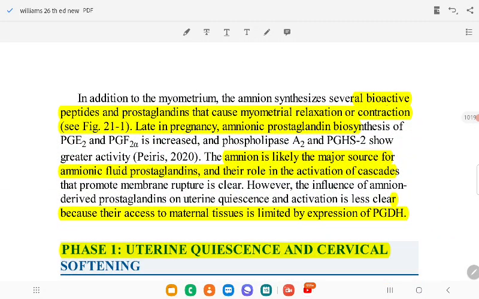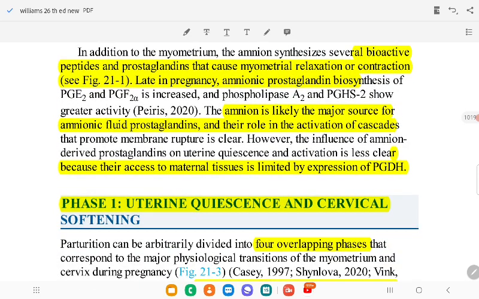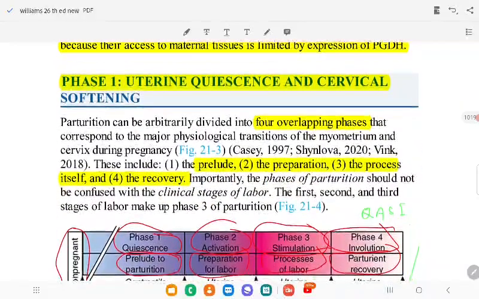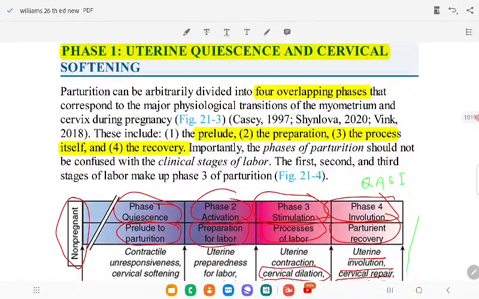In addition to the myometrium, the amnion synthesizes several bioactive peptides that cause myometrial relaxation or contraction. Amnion is the likely major source of amniotic fluid prostaglandin, and this has a role in the activation cascade. Phase 1: there is uterine quiescence and cervical softening.